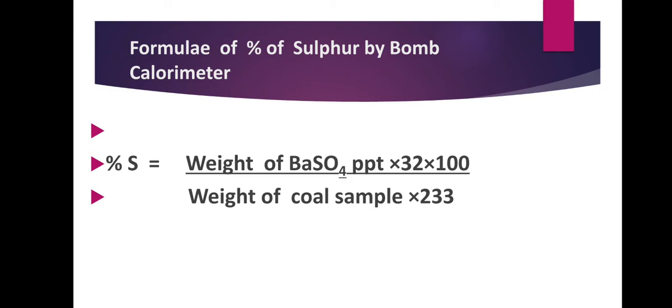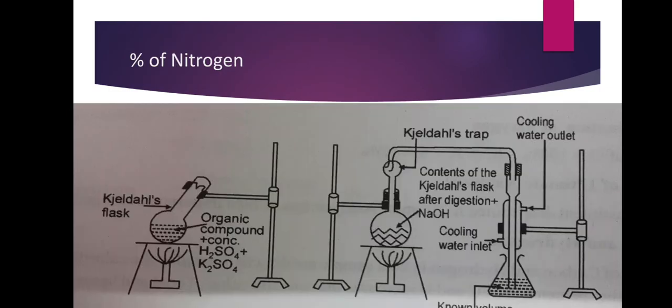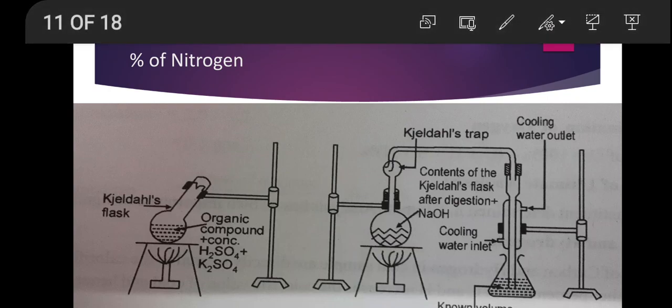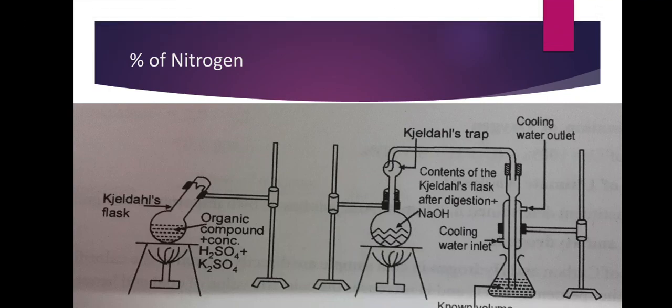Now the next experiment that we have is the determination of percentage of nitrogen. Now nitrogen is determined using the Kjeldahl method. In this, first of all, a coal sample is taken. As you can see, this is a bulb, and in this the coal sample is taken. It is first weighed and then it is added into it. Now through another tube, gradually sulfuric acid is added drop by drop.